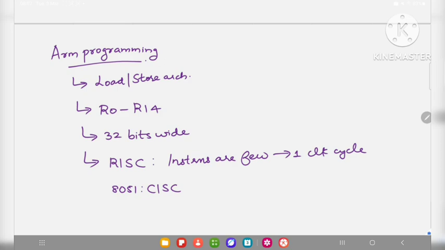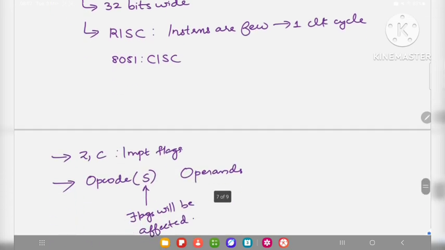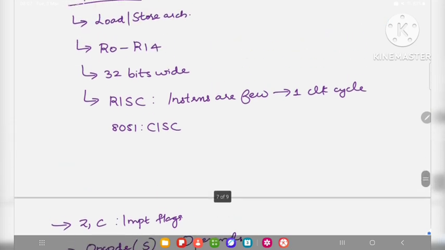Now, what are the important flags in ARM? The important flags are zero, carry, negative and overflow. We will see those in the subsequent lectures, and these flags will be used by the user for programming purposes. Every instruction will have an opcode indicating what operation needs to be performed along with a set of operands. First we will see what we mean by load or store architecture, how we can load values from memory or store values into memory, followed by the different instructions in ARM.